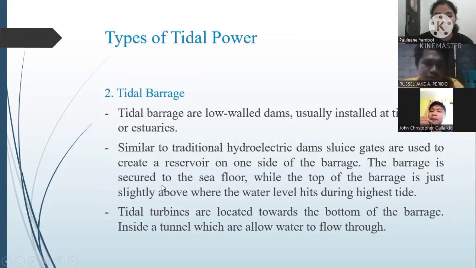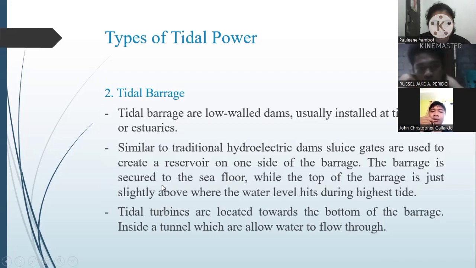Second type of tidal power is tidal barrage. Tidal barrages are low-walled dams usually installed at tidal inlets or estuaries. Pag sinabi mong low-walled dams, ibig sabihin, di ba yung dams, pag nakakita tayo ng dams, napakataas po niya. Ito po yung low-walled dams, ginagawa po ito malapit po sa coastal area ng karagatan. Siya po yung nagbablock po sa coastal area.